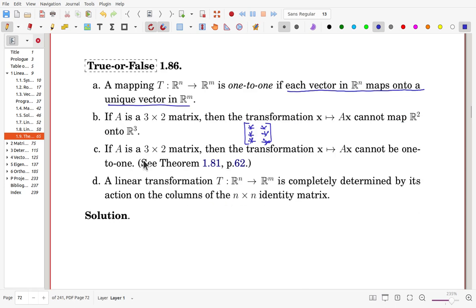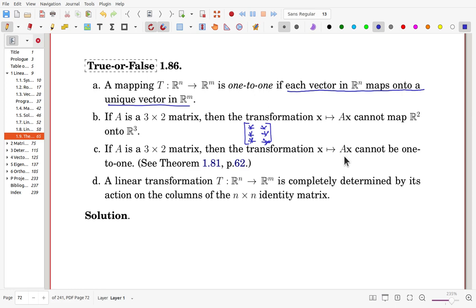If A is a 3 by 2 matrix, then the transformation cannot be one-to-one. Here again something is wrong. It can be one-to-one. If it has 2 pivots, then it can be one-to-one, even though it cannot be onto. But it says it cannot be one-to-one, so this statement is wrong.